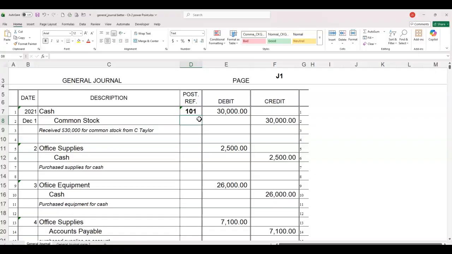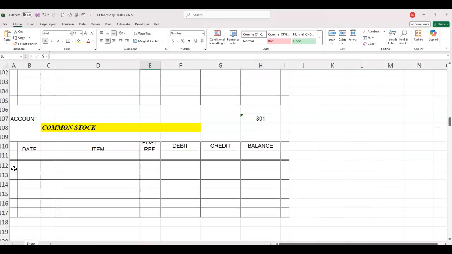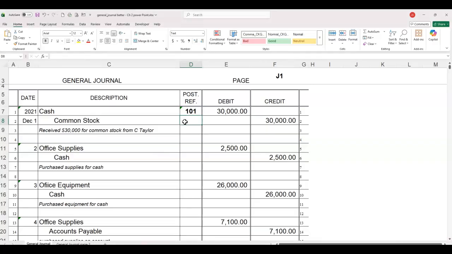I'm going to post this to the common stock account. It's a credit. All I got to do is go find common stock and post it as of December the 1st. And we know that's a credit balance there. It came from G1. And I'm going to record it here, or do the posting reference over in the journal again to 301. And that's all you're going to do. It's the same thing that you're going to do every time.